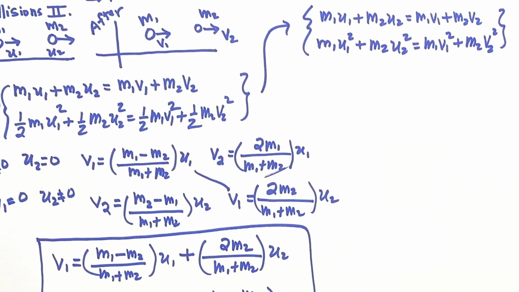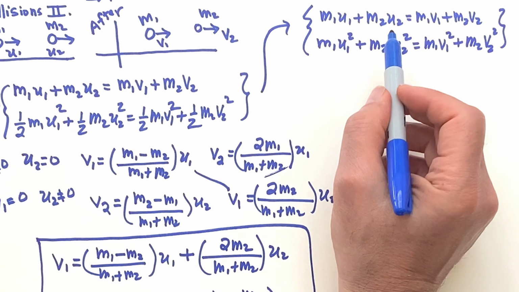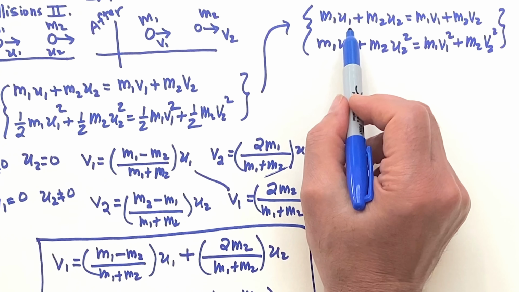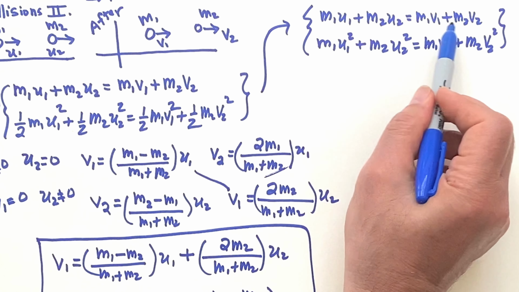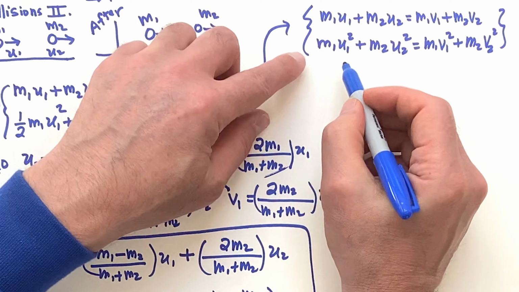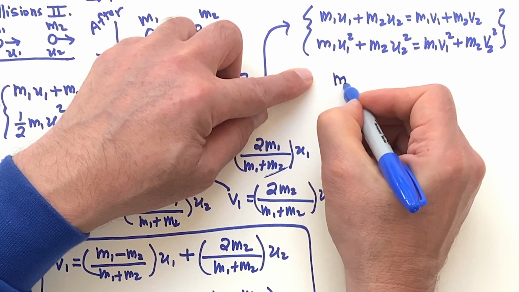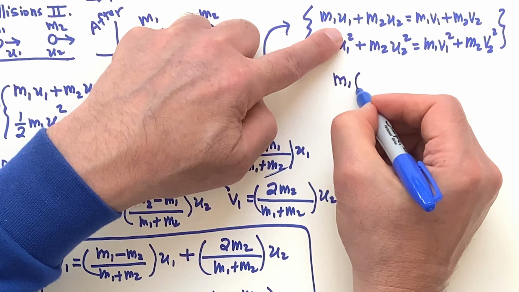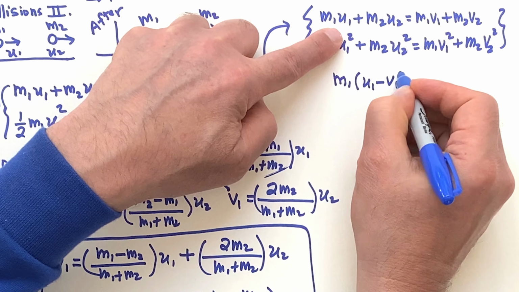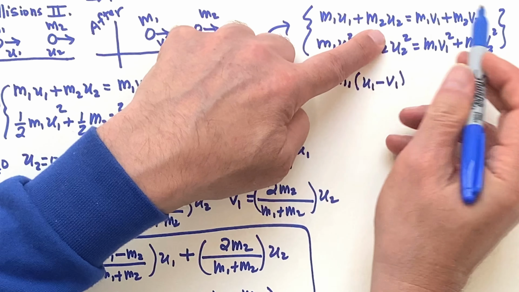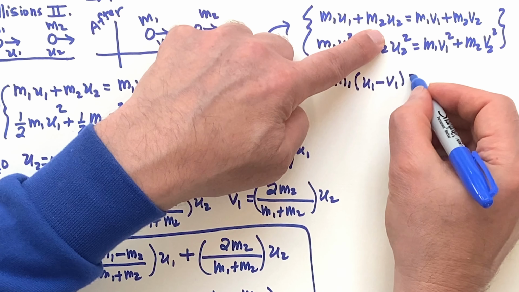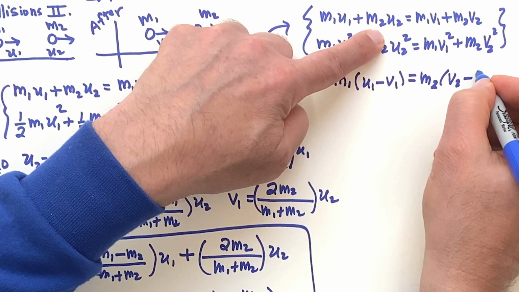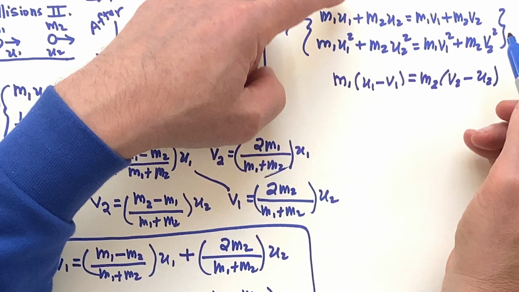And what we did last time is we brought the information about mass one to one side and the information about mass two to the other side, before and after. So if we do that, we'll have M1. I will subtract, then it'll be U1 minus V1 to get the ones on the left, and I have to subtract this, bring this to the other side of the equation. This would be M2 times V2 minus U2. So let's just check that.